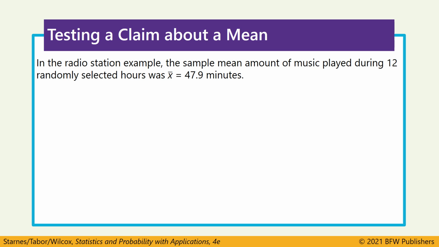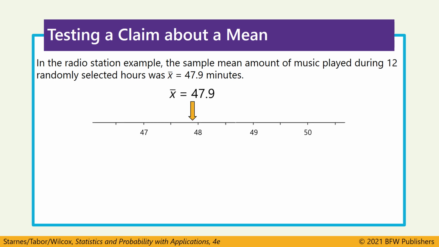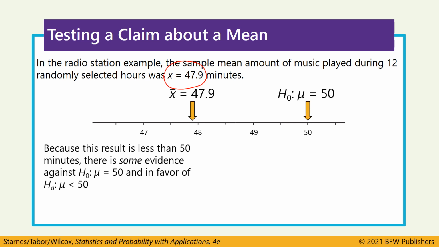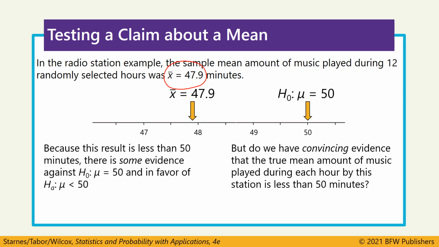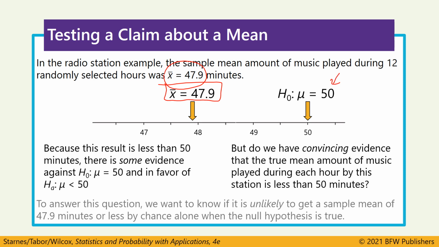Now, the actual mechanics of this hypothesis test are really similar to the ones that we've been doing, with some slight differences. So to start, we have our sample result, our sample statistic. In the 12 hours that were randomly selected, we found an average playtime of 47.9 minutes. That's obviously less than 50, so there's some evidence against their claim that they play an average of 50 minutes per hour. However, is that convincing evidence? To figure that out, we want to know, would this result be unlikely in a distribution centered around that claim that they gave us?